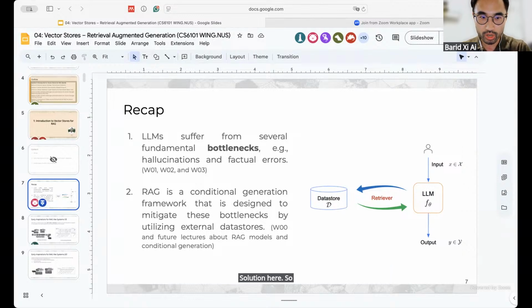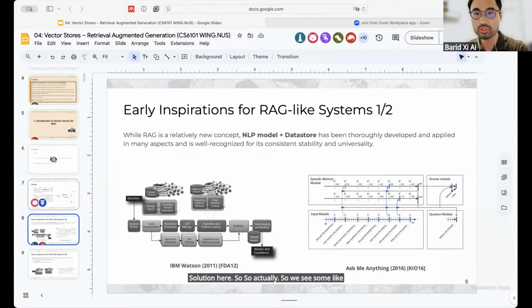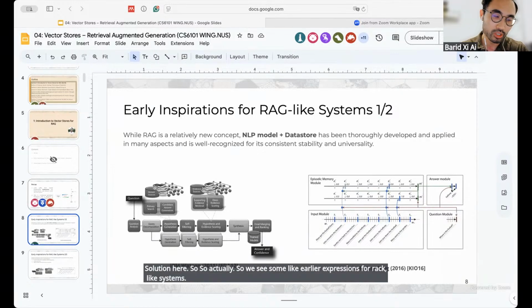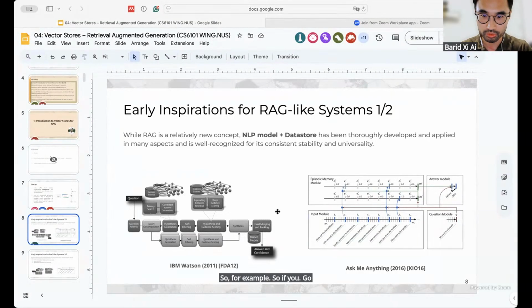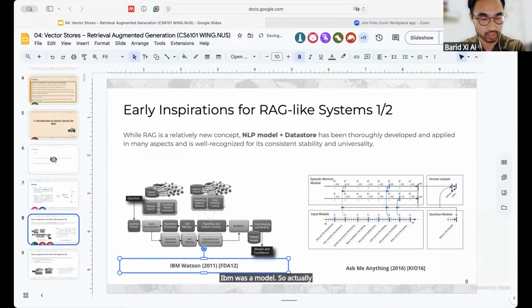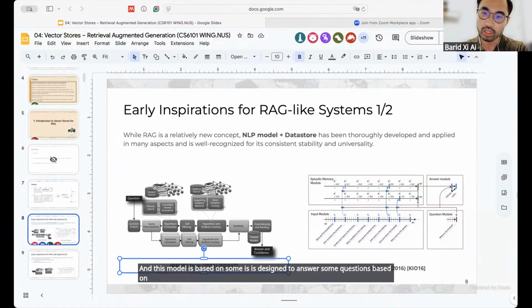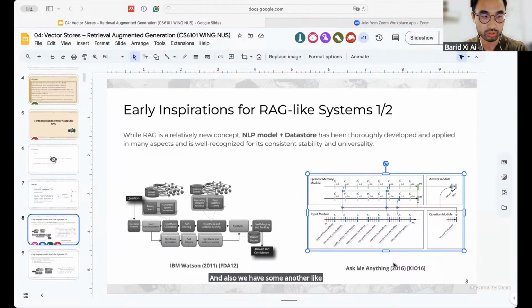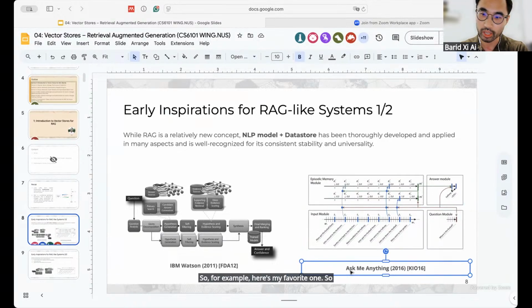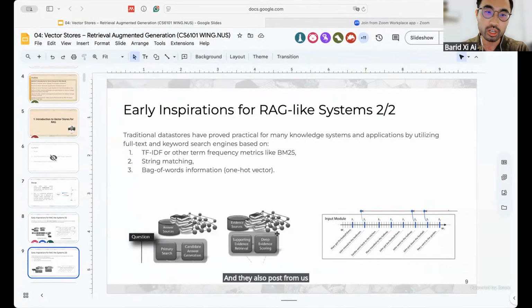Actually, we see some earlier expressions of RAG-like systems. For example, you may have heard of the IBM Watson model. It was proposed like 15 years ago, and this model is designed to answer questions based on a database. We also have some other prototypes of RAG. For example, here's my favorite one, called Ask Me Anything from Stanford. Both frameworks use an external database to support NLP models.